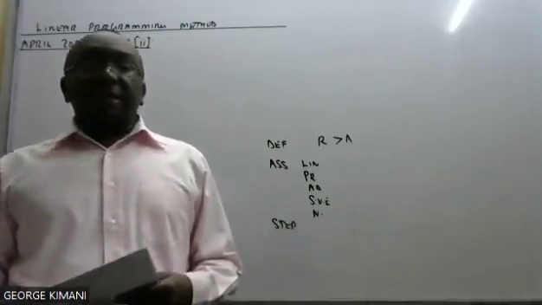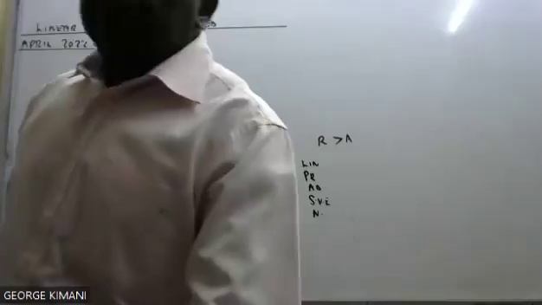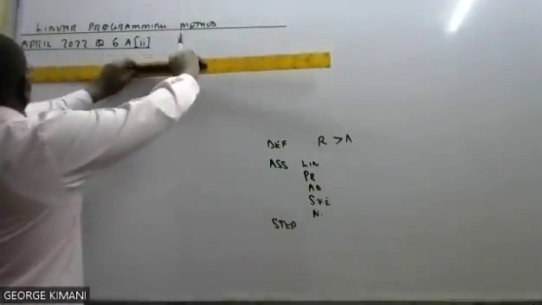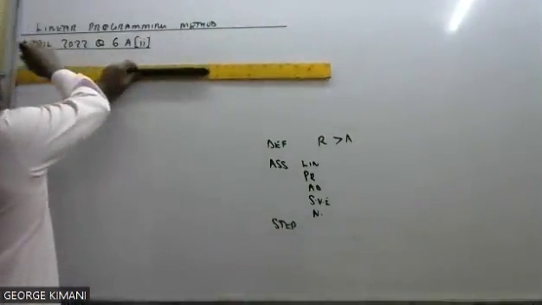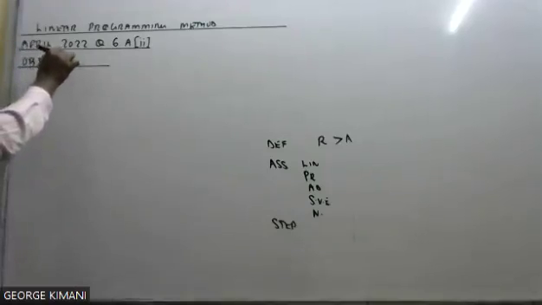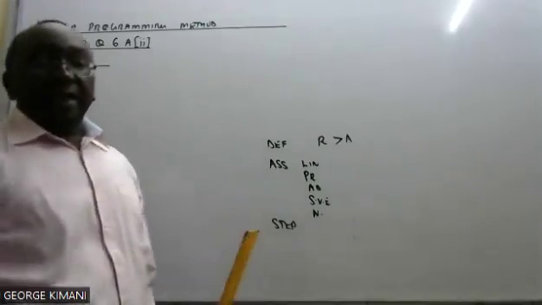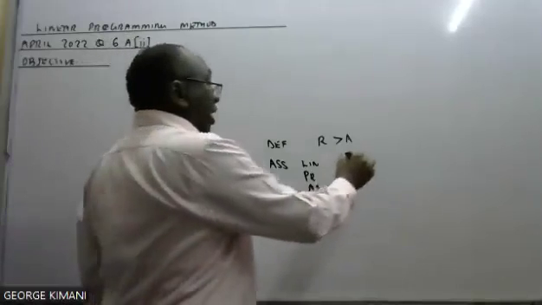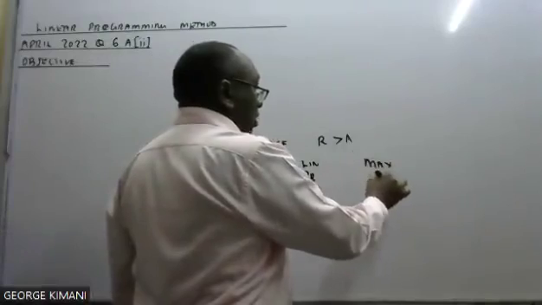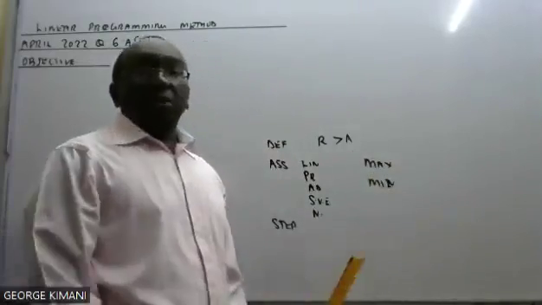Now, the very first step that we are supposed to take in solving linear programming, and as we go through this, we will also be checking in your notes, is called objective. You define what your objective is. Now, objective is what you want to achieve. And there are two main objectives. You can either be seeking to maximize or you can be seeking to minimize. So there are two main objectives.